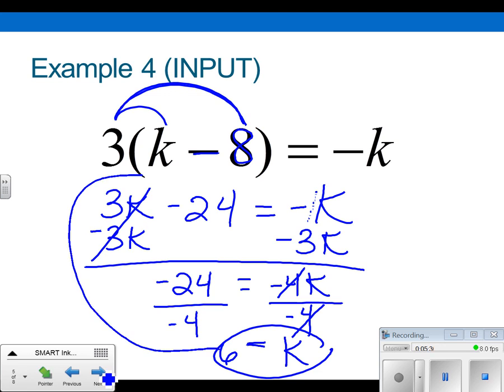And check your work. You're going to plug 6 in here and 6 in here. And you see that both sides simplify to negative 6. So k is 6 is the correct solution.